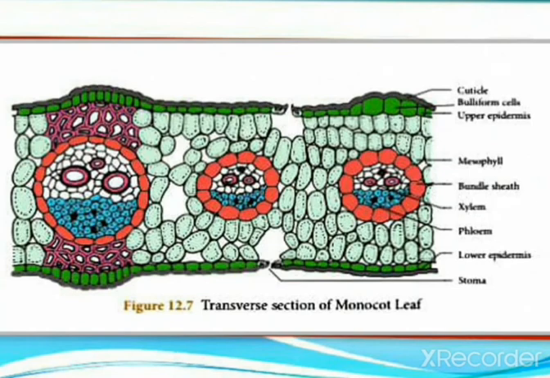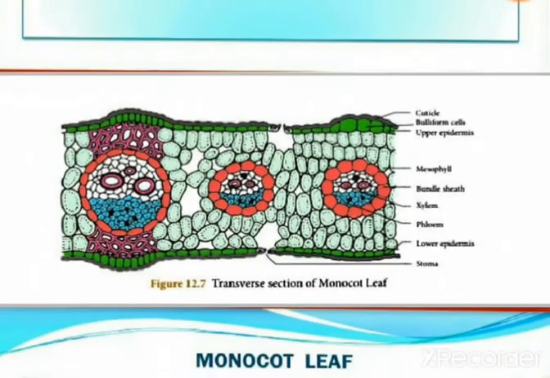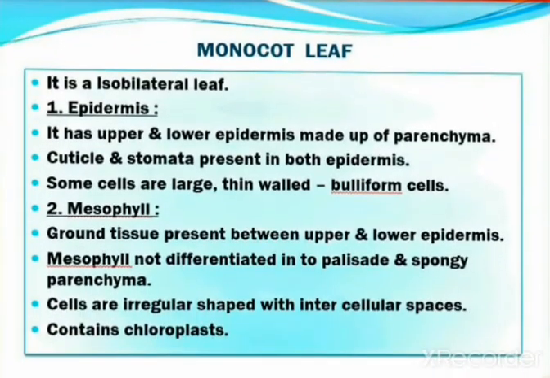Like dicot leaves, it is also composed of epidermal system, ground tissue system and vascular tissue system. Monocot leaf is an isobilateral leaf. That means the mesophyll of the leaf is not differentiated into palisade parenchyma and spongy parenchyma.